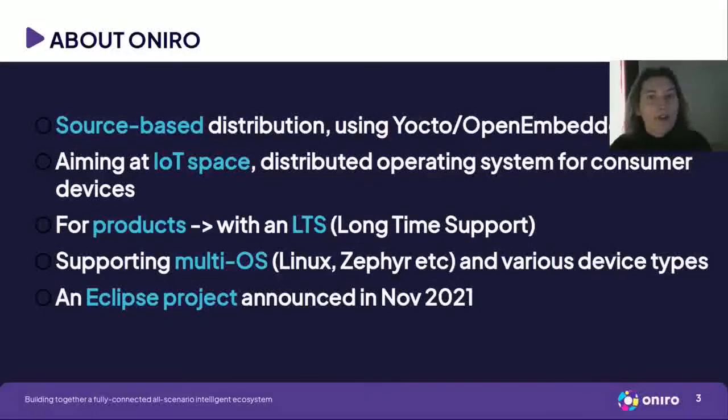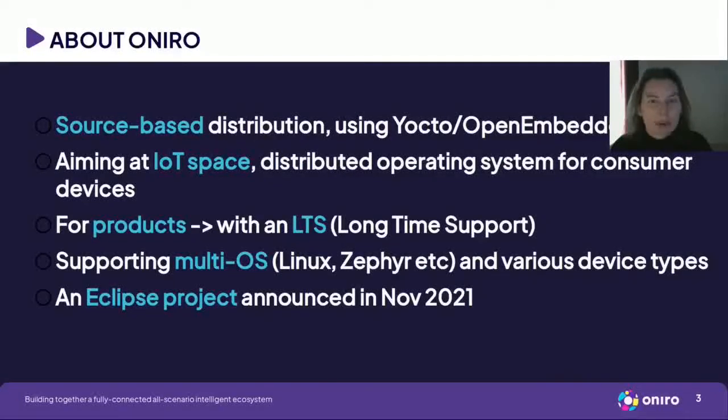And now a few words about Oniro because it will make it easier for you to understand how we use scanning for security issues. Oniro is a source-based distribution using Yocto and OpenEmbedded. We are aiming for the IoT space and for consumer devices. It means that the distribution is designed for products with a long-term support (LTS) version. It also means that we maintain packages for years.